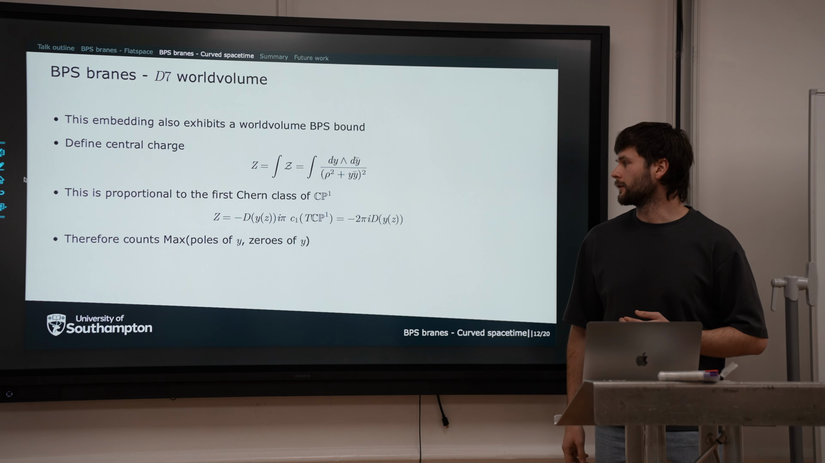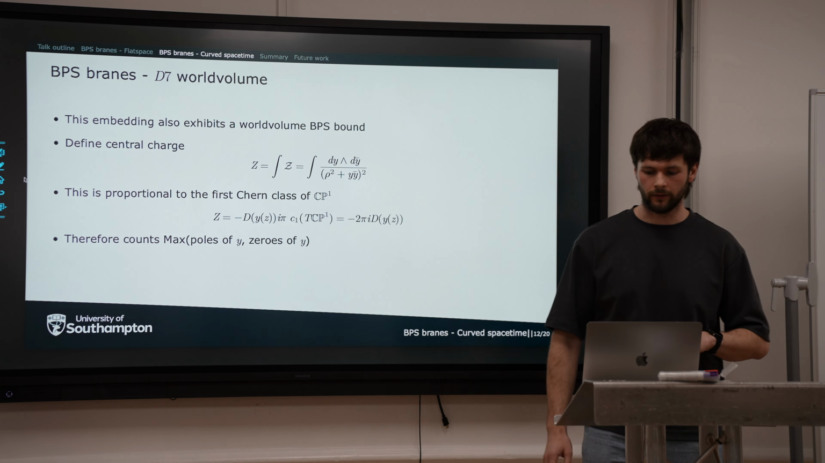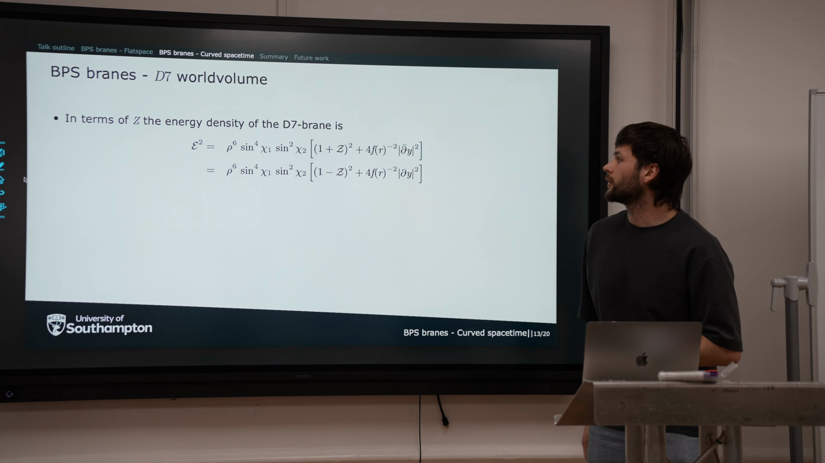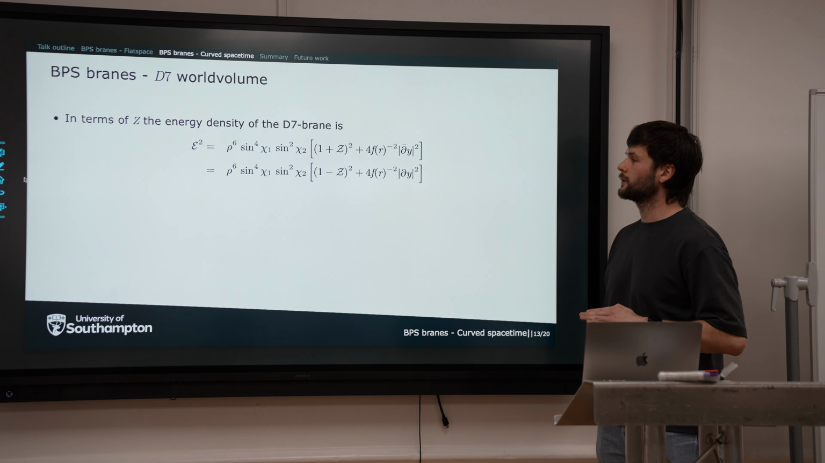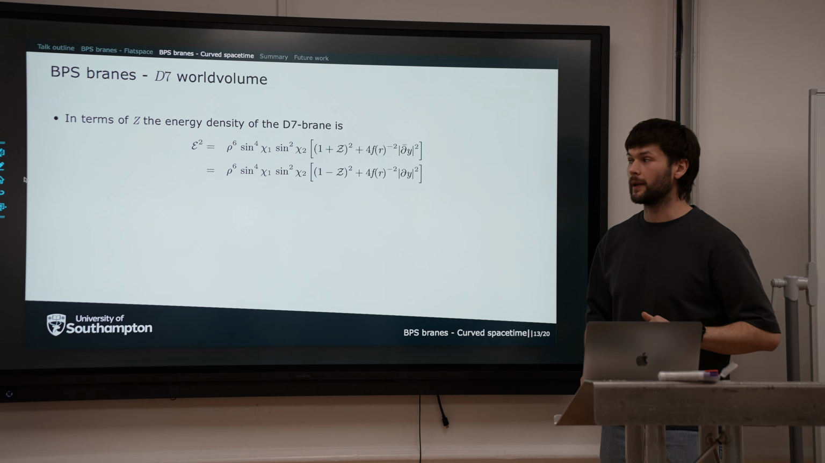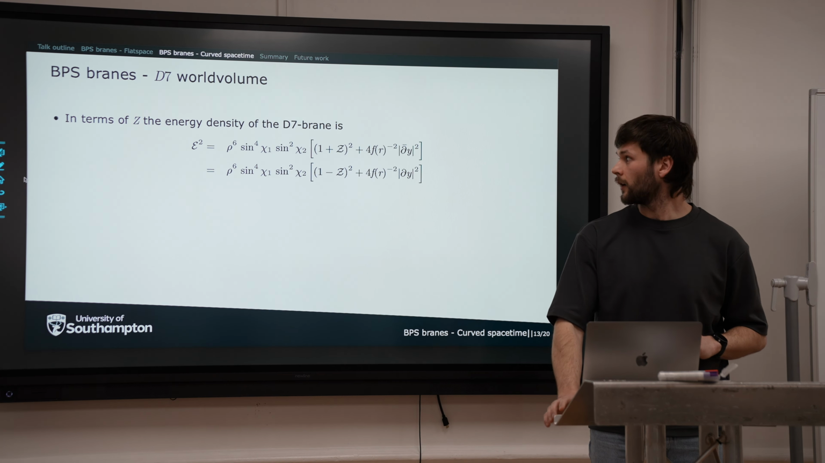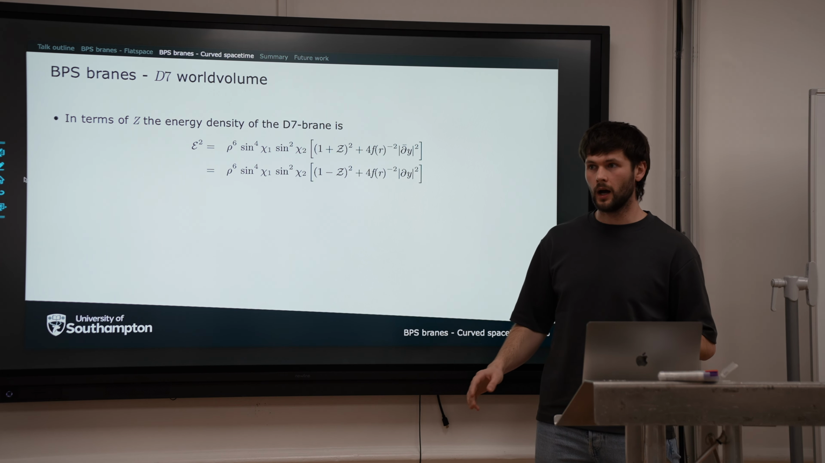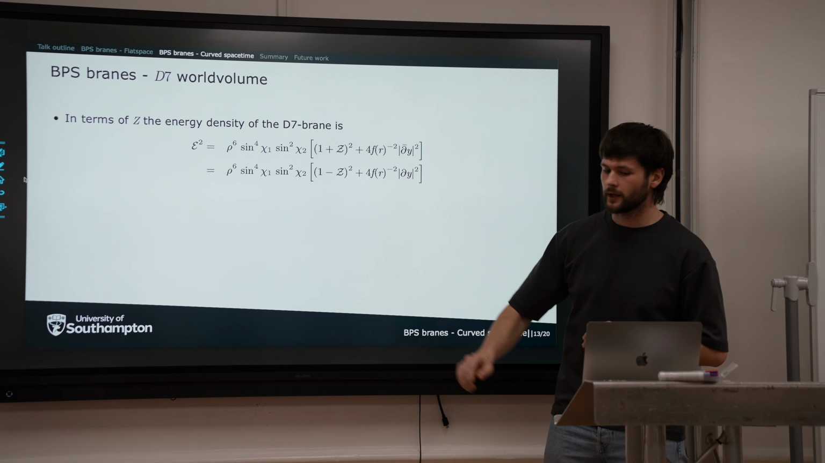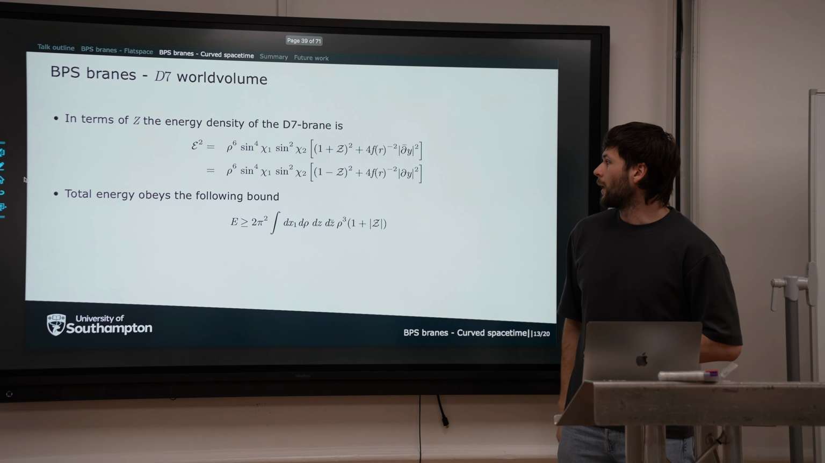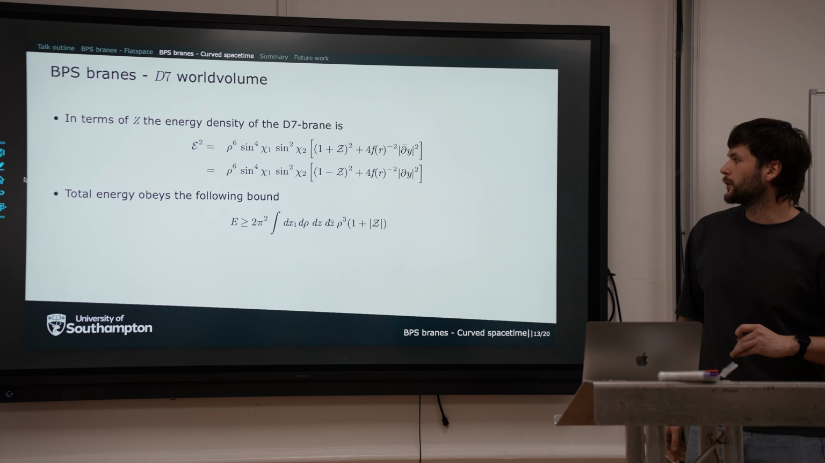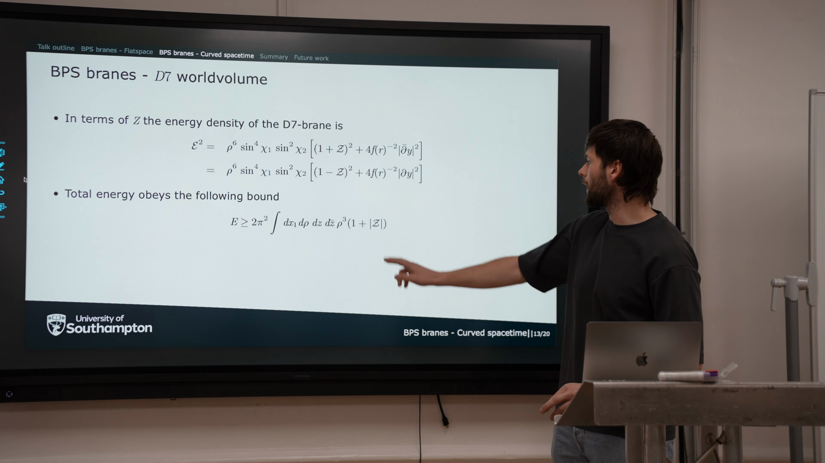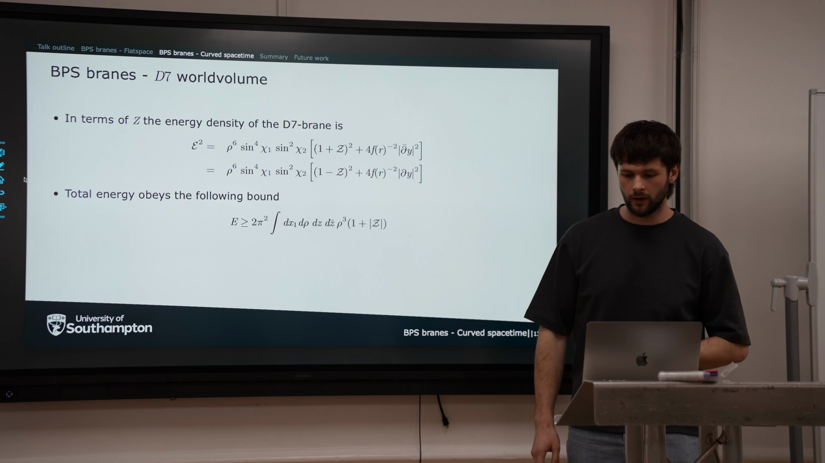And so it therefore counts the maximum number of poles versus zeros of the embedding function. And so now to show that this central term is in fact central and that this embedding is BPS, the energy density, which can be taken just from the pullback metric, is given like so. We're using the same logic that we had for the M2 brane case. The total energy obeys the following bound, where this Z is the Z that I introduced on the previous slide.